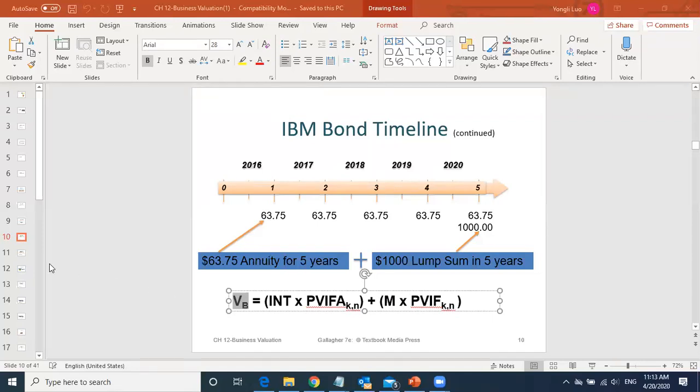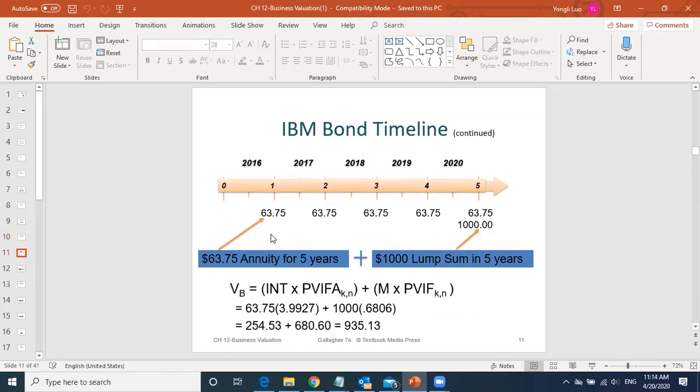So we can see the bond price will be the payment, $63.75, times the present value of an ordinary annuity factor, 3.9927. Where did you get this number? Remember, we need to go back to the time value of money table.